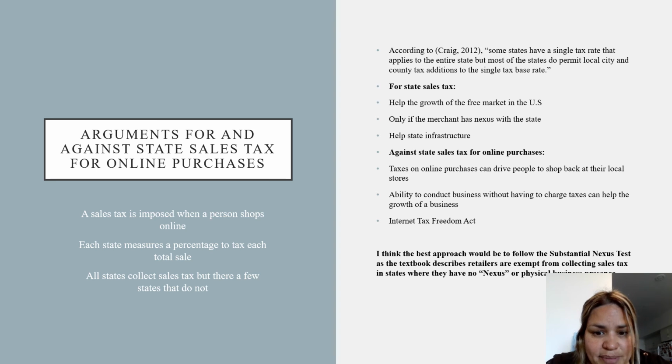So I think that the best approach would be to follow the substantial nexus test, as the textbook describes that retailers are exempt from collecting sales tax in states where they have no nexus, or physical presence.